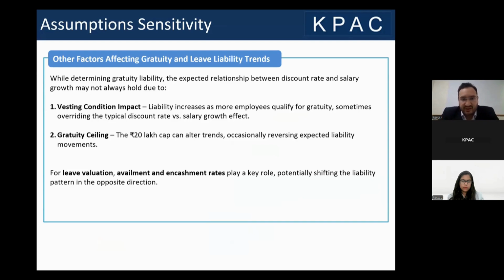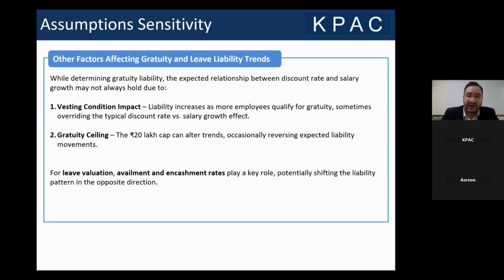As I just mentioned, an increase in the attrition rate will result in a fall in liability in the first scenario. However, if the vesting condition also needs to be considered, because of a fall in attrition rate, the probability that the employees will actually meet the vesting condition will also increase. Because of that, we might see an increase in liability. Similarly, because of a fall in attrition rate, the persons who were capped at the 20 lakh rupees limit will now get the payment at a later point of time. Because of this, your liability might fall.